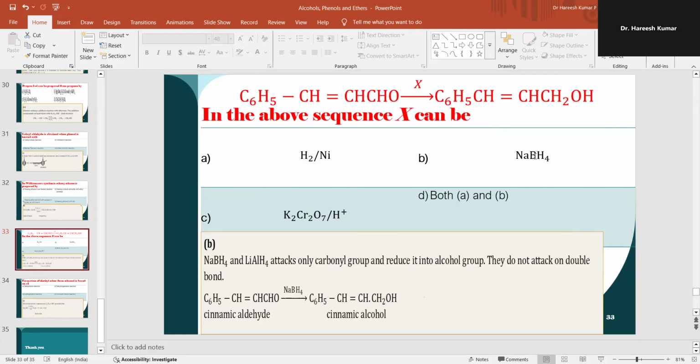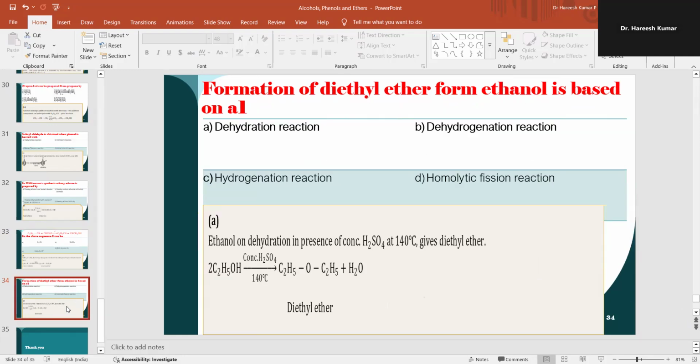This is called selectivity. Selectivity is possible with sodium borohydride, which selectively converts aldehyde into alcohol. It does not alter the double bond, whereas hydrogen with nickel also reduces the double bond as well as the carbonyl compound, and this other one is an oxidizing agent, not a reducing agent. That's the reason these options are wrong, but option B is the correct one. Let's take one more question.